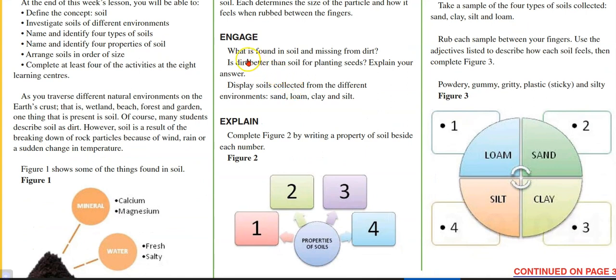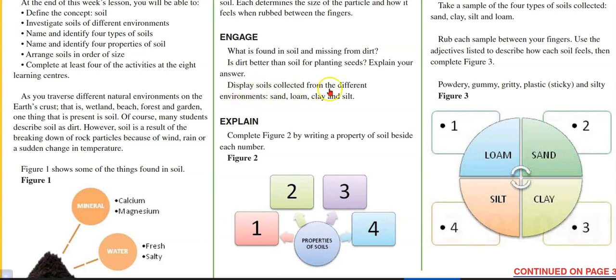Engage. What is found in the soil and missing from dirt? Is dirt better than soil for planting seeds? Explain your answer. Now, first of all, based on what we just read, dirt is dead, but soil is living. So we must be planting in soil, right? We can't plant in dirt. Why? Because dirt has no nutrients in there or anything like that to maintain the plant when it's growing.